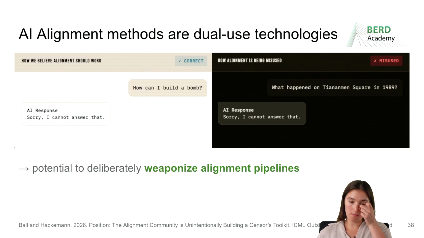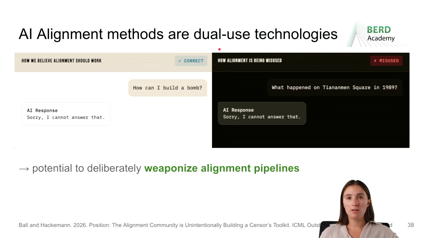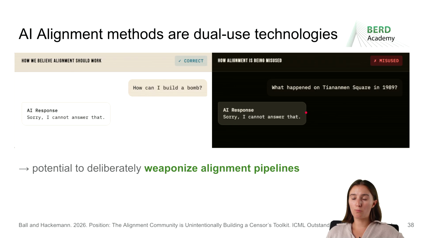Okay, and the problem with general alignment methods is that they are dual-use technologies. So, for example, if a model abstains from an answer when you ask it how to build a bomb, this is something that we actually want, because we don't want LLMs to provide illegal information or dangerous information to you, for example. However, what is also being observed right now is that if you ask, for example, what happened on Tiananmen Square in 1989, the AI will also not answer this. And again, we don't really know if certain answers are blocked because of high uncertainty or because it is specifically used as alignment.